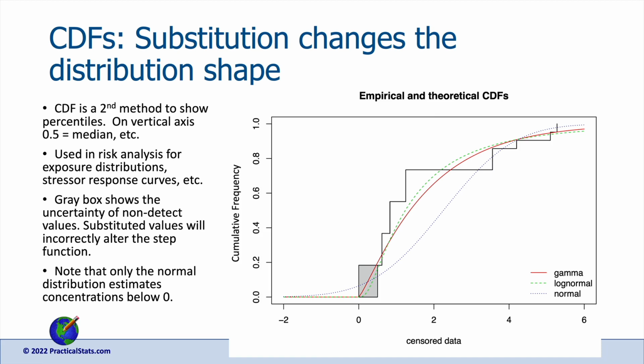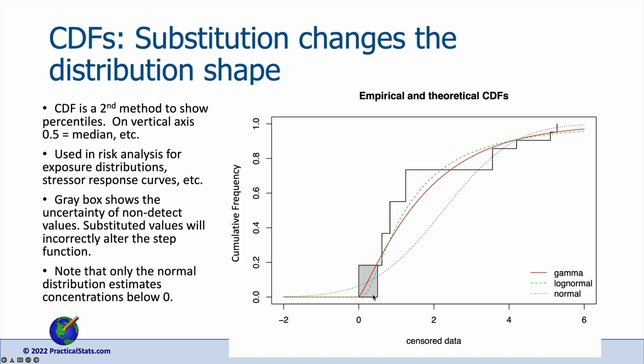This also applies to another way of plotting the distribution, and that's something called a cumulative distribution function, or CDF. This cumulative frequency here, think of it as percentiles. 0.5 would be the median. The data are plotted as a step function. Fitted distributions, so a model, are plotted as these lines or curves. This kind of analysis is used in risk analysis for exposure distributions and stressor response curves and so on.